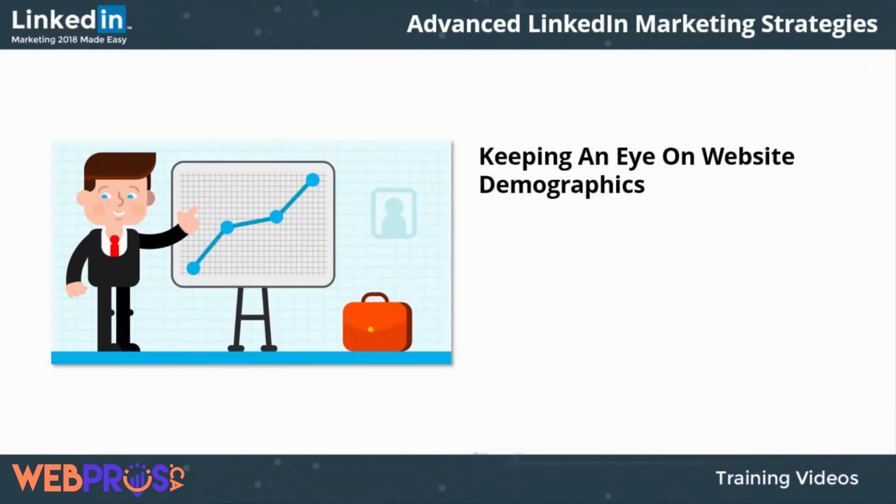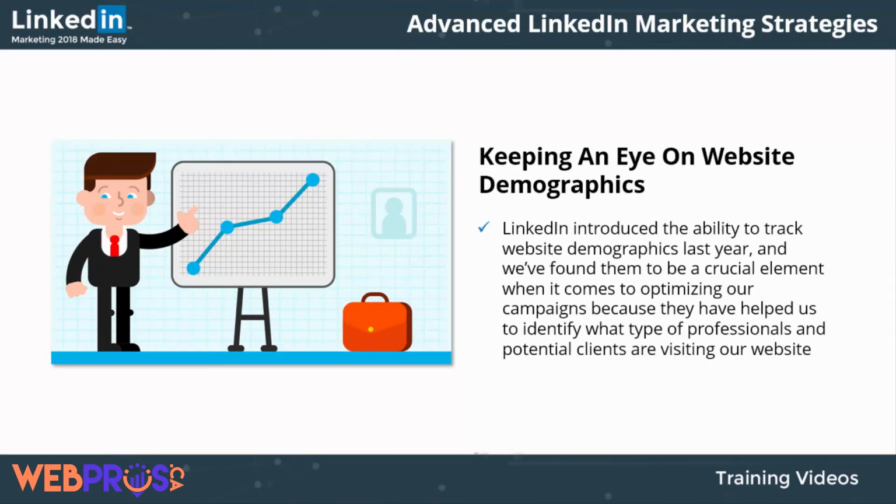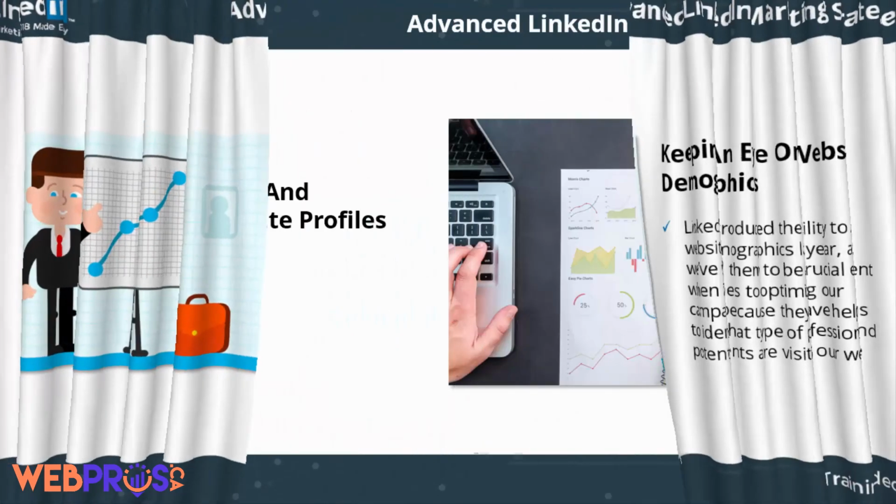Keeping an eye on website demographics. LinkedIn introduced the ability to track website demographics last year, and we found them to be a crucial element when it comes to optimizing our campaigns because they have helped us to identify what type of professionals and potential clients are visiting our website. Website demographics can be found on the Campaign Manager after you install the Insight tag on your website, and they'll tell you whether you are attracting the type of customer that your business needs.